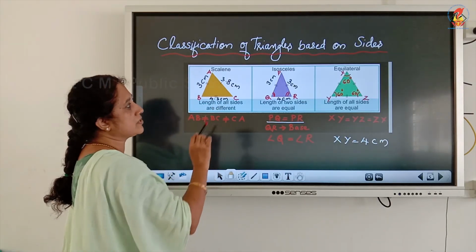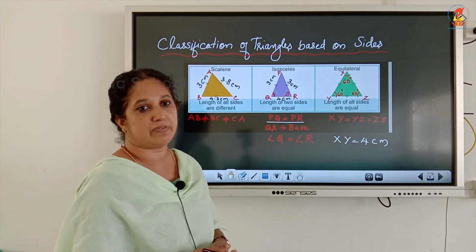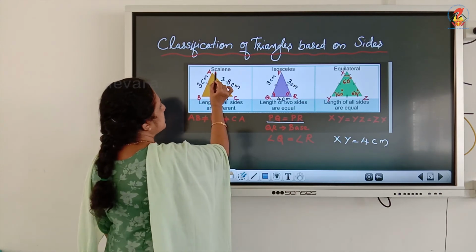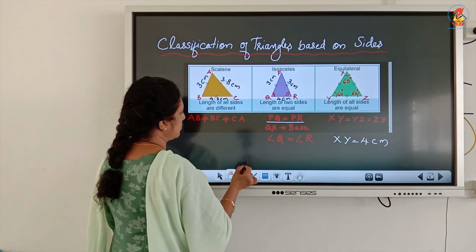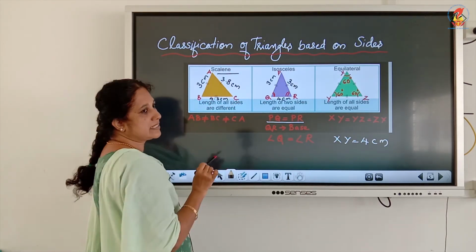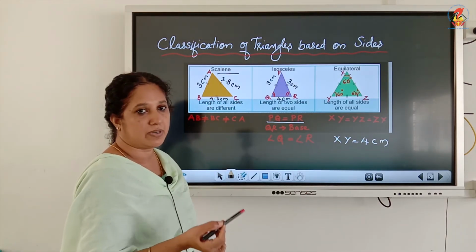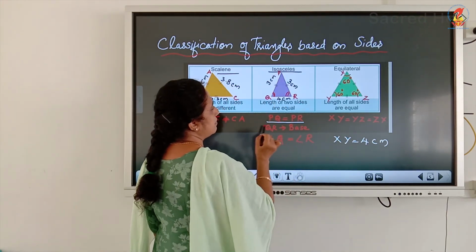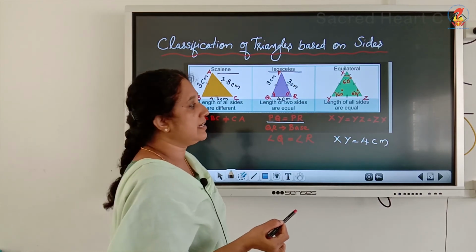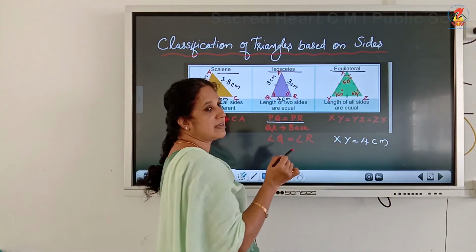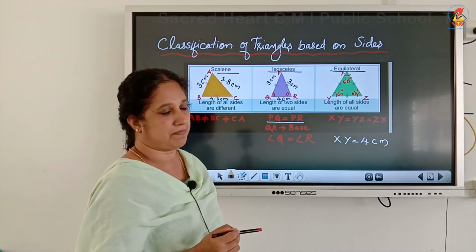So, classification of triangles based on sides. We have three different types of triangle. The first one is known as a scalene triangle. If all the three sides are of different measures, we can call it a scalene triangle. If two sides are of the same measure, we call it an isosceles triangle. And if the three sides are of the same measure, we call it an equilateral triangle.